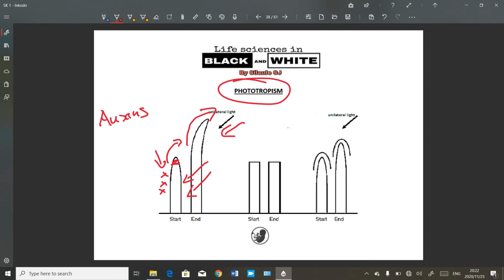If we remove the apical part, that means we'll have no auxins, as we can see at the start of this experiment. So if we have no auxins, that means there's nothing to stimulate growth, and therefore by the end of the experiment the plant shoot won't grow at all.